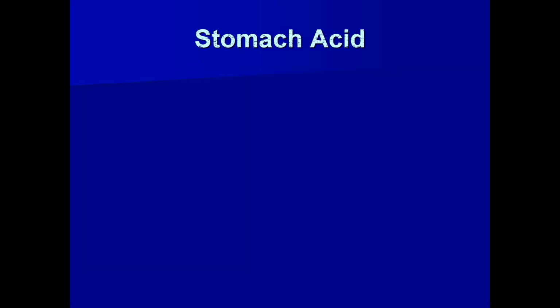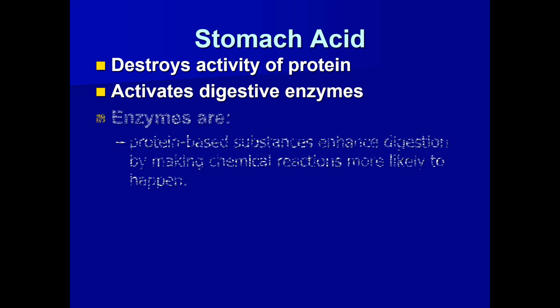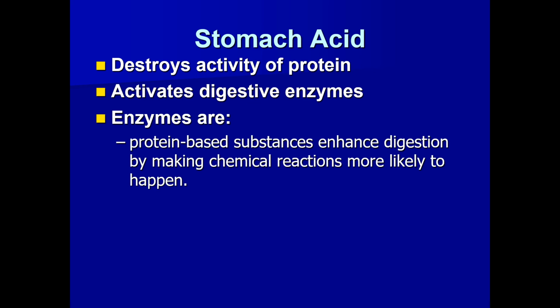Next, let's talk just a little bit about stomach acid. Stomach acid destroys the activity of protein, and the acidic environment activates numerous enzymes that aid in the breakdown of protein into amino acids so that we can actually absorb them in the small intestine later on.